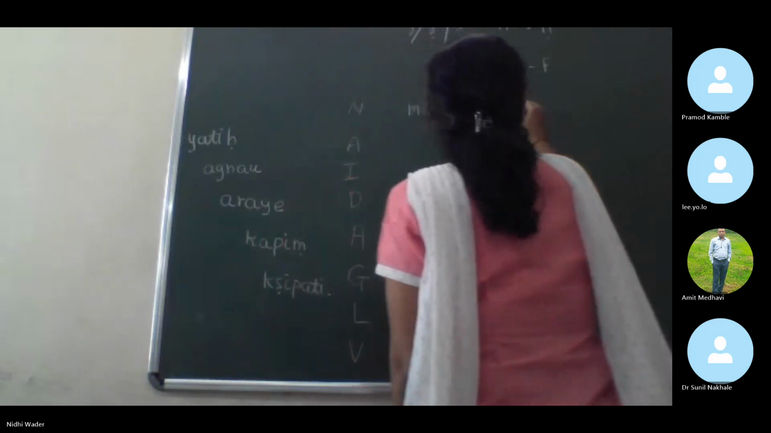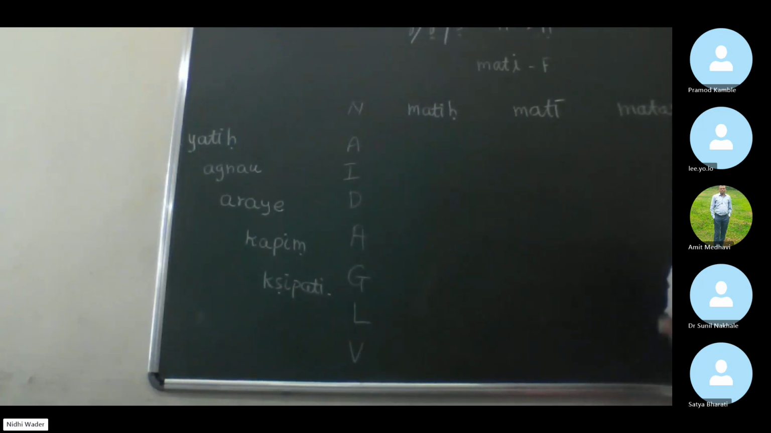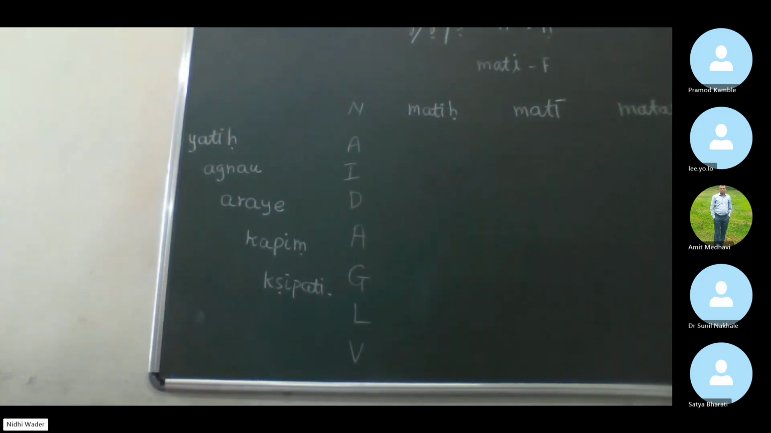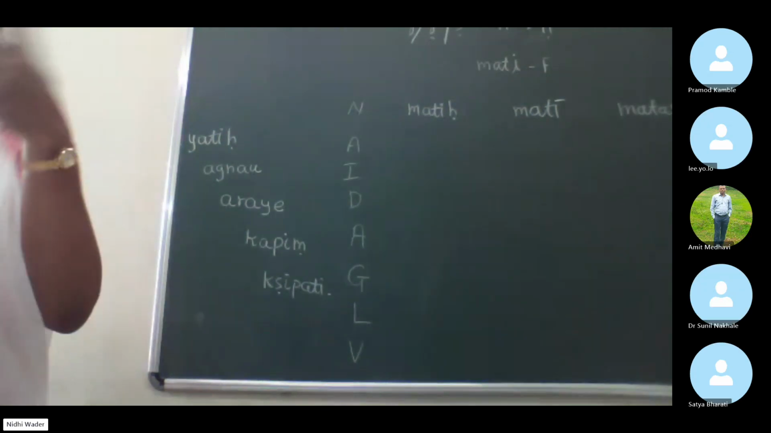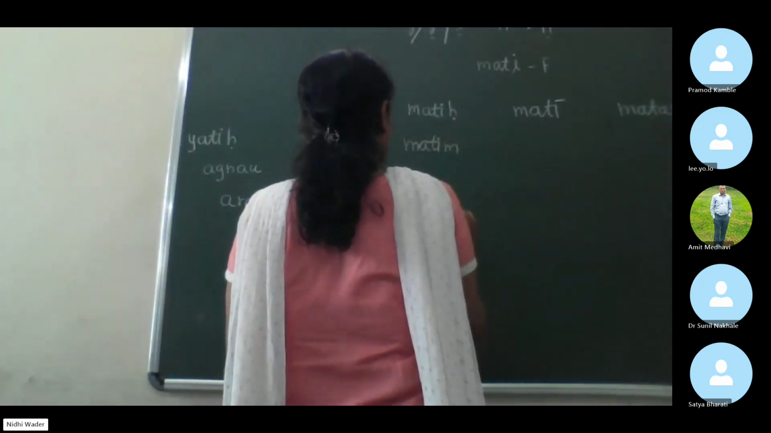Matihi, Mati, Matayaha, same as masculine. Kavihi, Kavi, Kavayaha, same as masculine. Matihi, Mati, Matayaha. No change in nominative. Even if the word is feminine, you want the meaning of Mati? Intellect. Mind, intellect, opinion. There are many meanings. Not exactly mind, opinion. My opinion. Intellect is much used.